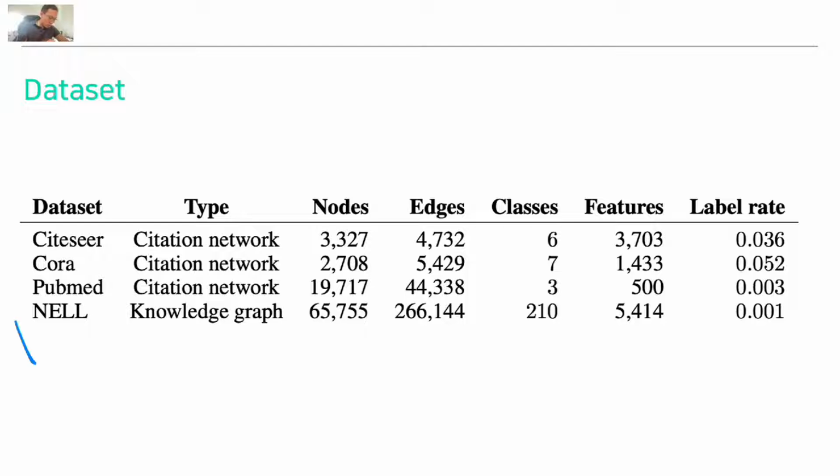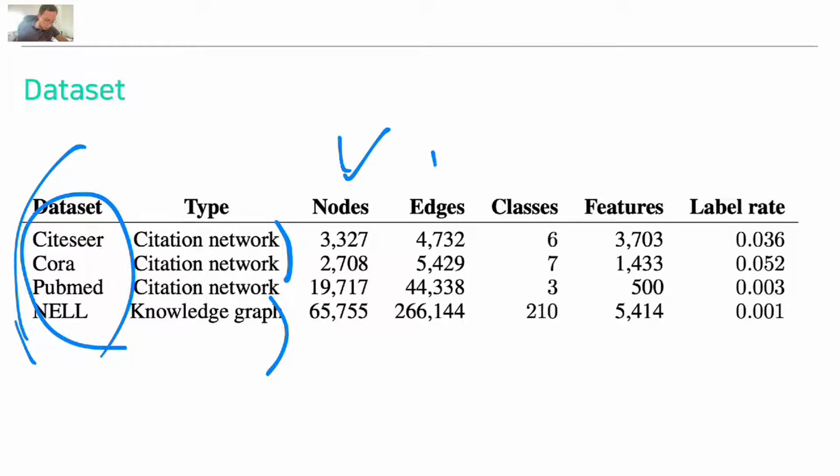So in the GCN paper, they use 4 different data sets. All the types of the networks are citation network and knowledge graph network. They have their own number of nodes, edges, classes, features, and the label rate. Label rate means how many of the nodes are labeled for the training.